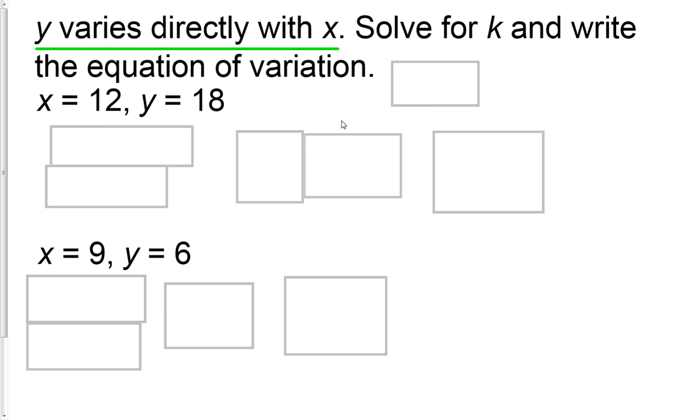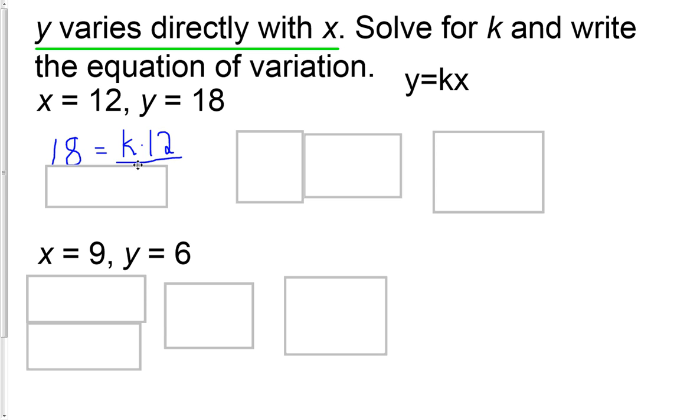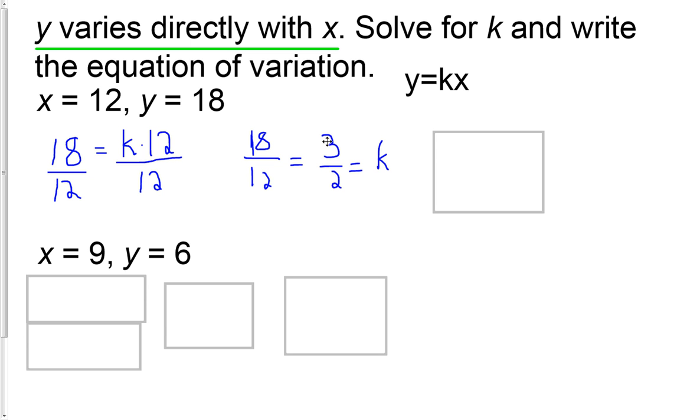Okay, so I'm going to make it a little bit brighter here. So we got y equals kx again from that underlined above. And now we've got 18 equals 12 times k, dividing by 12 on both sides. Again, this is our work step. So 18 over 12, divided by 6 is 3, divided by 6 is 2. So I got 3 over 2, and y equals 3 over 2 x.